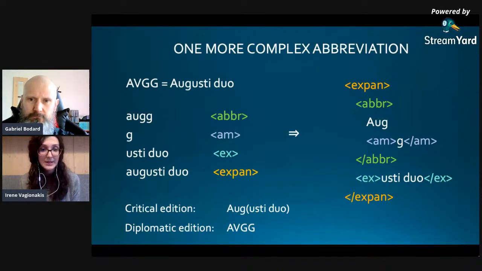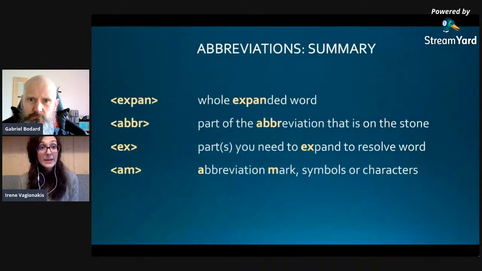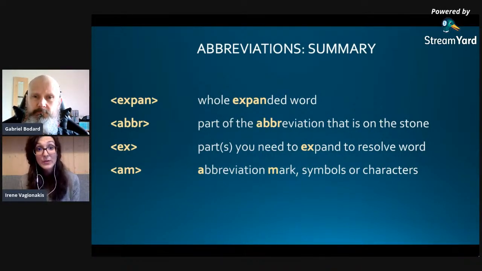So summing up what we have said, we have four elements that can be used for marking up abbreviation. So the expan for the entire expanded word, the abbr for the part that is actually on the stone, the ex for the parts that need to be expanded in order to resolve the word, and finally the am for the abbreviation mark, that could be symbols or characters. And I think that's all about abbreviations.